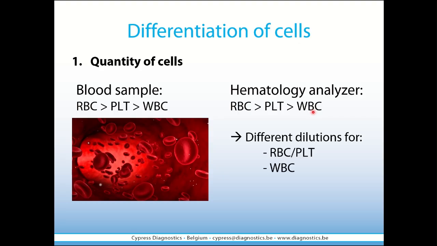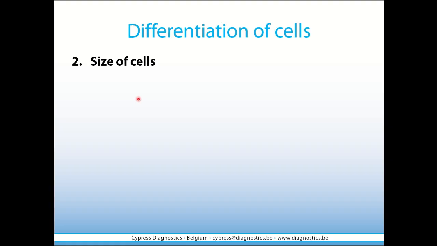To be able to measure each cell type in correlation with each other, we will thus need to apply different dilutions. Dilutions to measure red blood cells and platelets, and a different dilution to measure the white blood cells, which are less abundant than the other ones. The next aspect, which is very important in measurements, is the size of the cells.